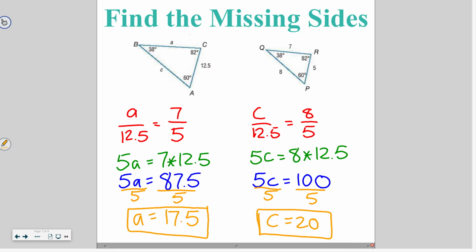I also could have set this up to say a over 7 is equal to 12.5 over 5. Notice how it doesn't matter how I set this problem up, I still get that same value when cross multiplying. So the setup, as long as the pieces correspond, it does not matter either way which you set it up. So A is 17.5 and C is 20.